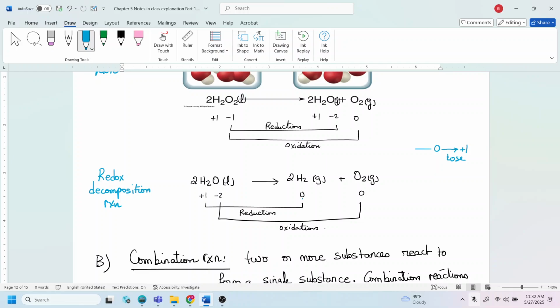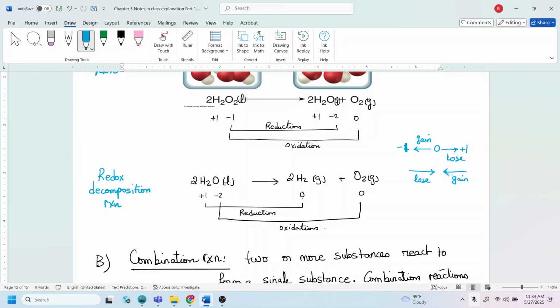And going from 0 to -2, or -1, let's keep it -1, this is going to be gaining in this case. So you're going to gain if you go from 0 to -1 because negative means gaining, positive means losing. On the other hand, if you're going from +1 to 0, then you are going to gain. Okay, and if you go from -1 to 0, then you are going to lose.